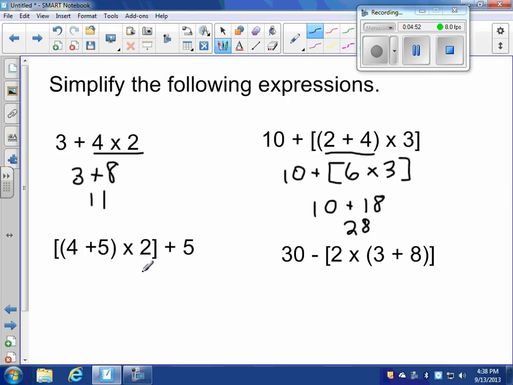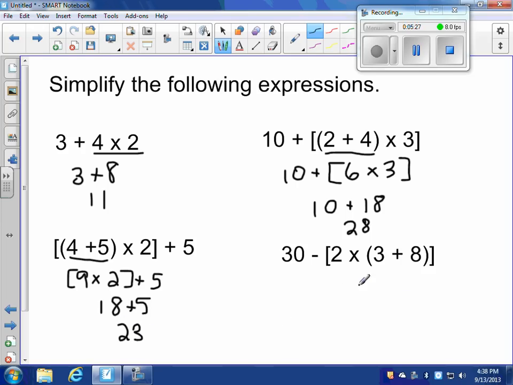Looking at the third problem, again, you're going to perform the order of operations within the brackets first. So that means we're going to solve 4 plus 5 first, to get 9. And that leaves us with 9 times 2 inside brackets plus 5. 9 times 2 is 18. And then we have 18 plus 5, which gives us an answer of 23.